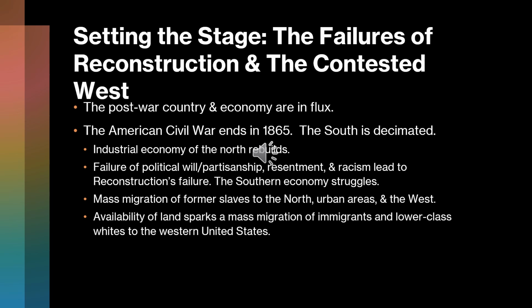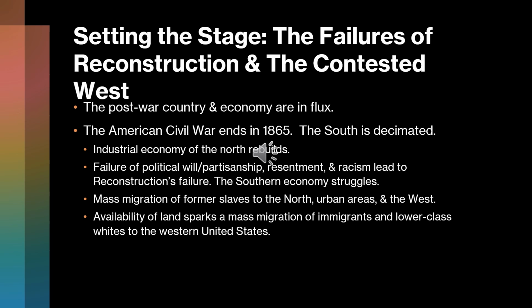So as Reconstruction collapsed, right, we have to examine the reasons why Reconstruction collapsed. And part of that's because of failures of political will, people's political motives, and systemic racism. Those things combined inhibited the growth of the South during this time period and enticed people to leave the South. There was mass migration as well of former slaves. They now had an option to leave the area that they lived for the first time in their lives. So many traveled to the north, different urban areas, and throughout the West.